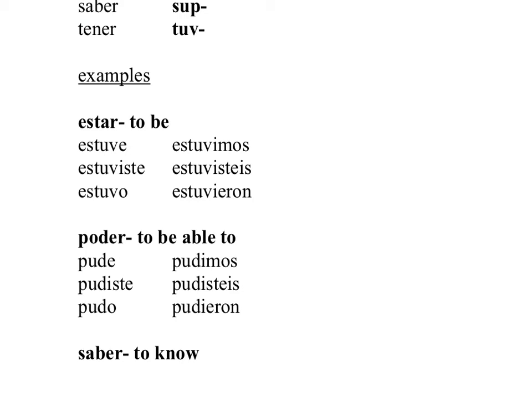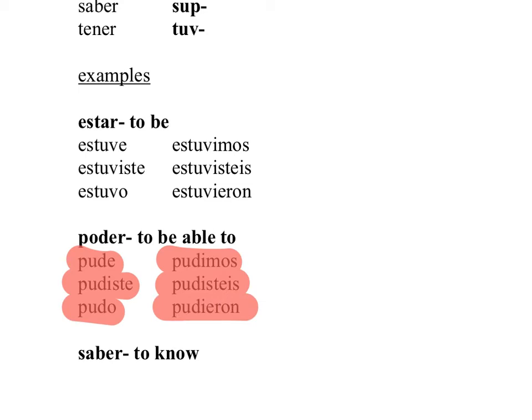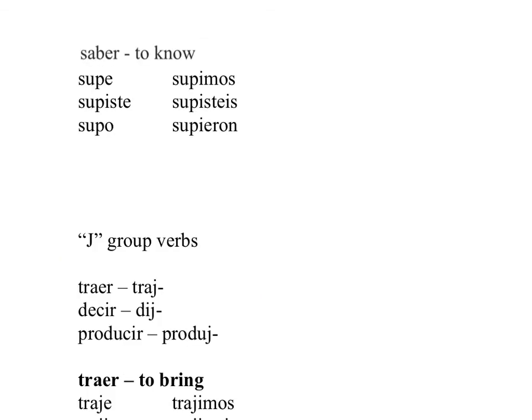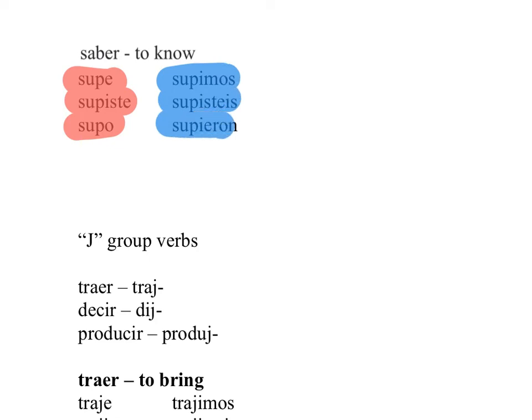Next is poder, to be able to. Pude, pudiste, pudo, pudimos, pudisteis, pudieron. So now we can see these verbs have the letter U. Okay. Last example in this group is saber, to know. Supe, supiste, supo, supimos, supisteis, supieron. And again, we can see the letter U in all of these verbs.